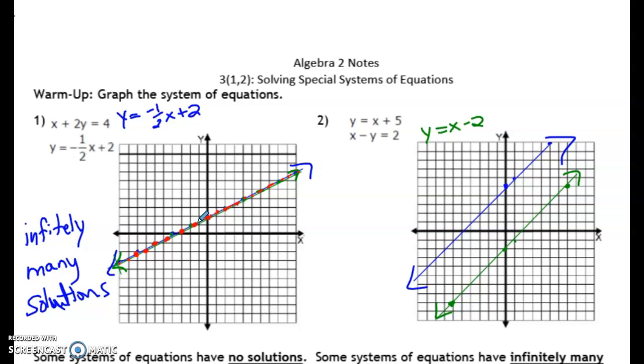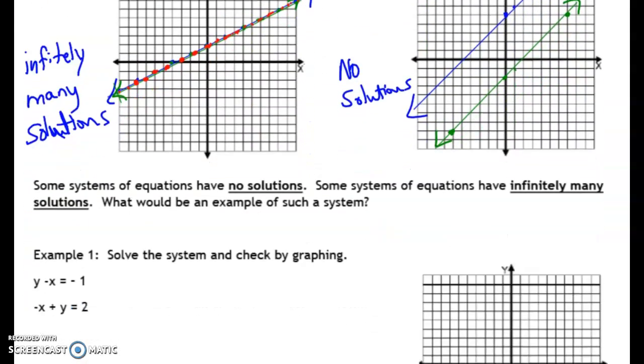For the second one, we're thinking systems of equations. When will these lines cross? These lines will never cross because they're parallel. So how many solutions does it have? It has no solutions. All right, let's see what these would look like if we wanted to solve them algebraically.